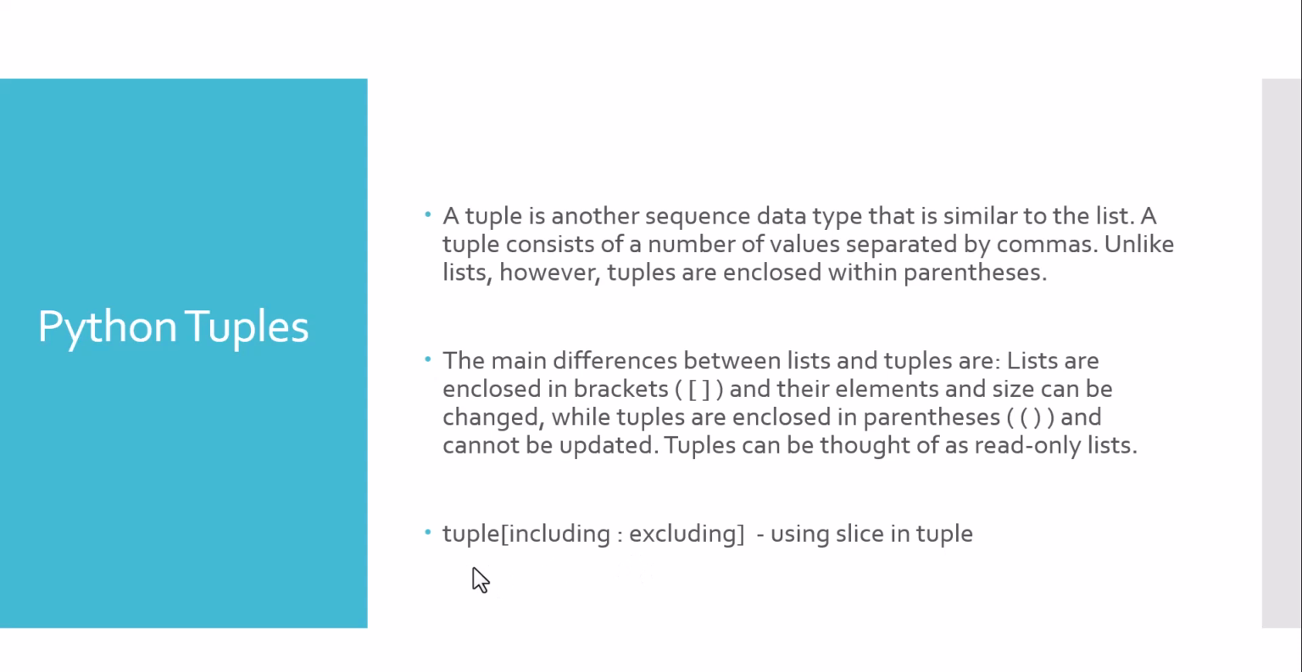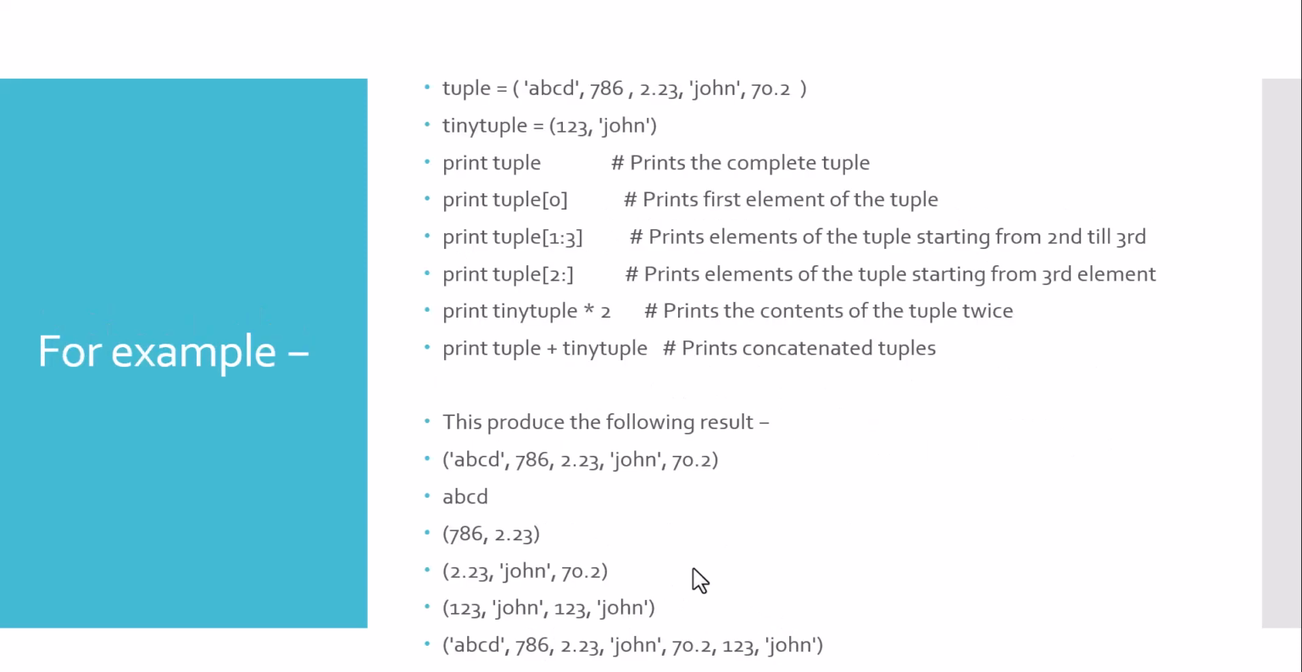In tuples also we can use slicing, like including and excluding using slice in the tuple. We can see one example here. We define one tuple with parentheses, and then one tiny tuple, similar to the list. And then print tuple, it will print the whole tuple, and then print of the 0th index, and print of 1:3, it will print index 1 and 2, these two only. Like this you can do with tuples also.